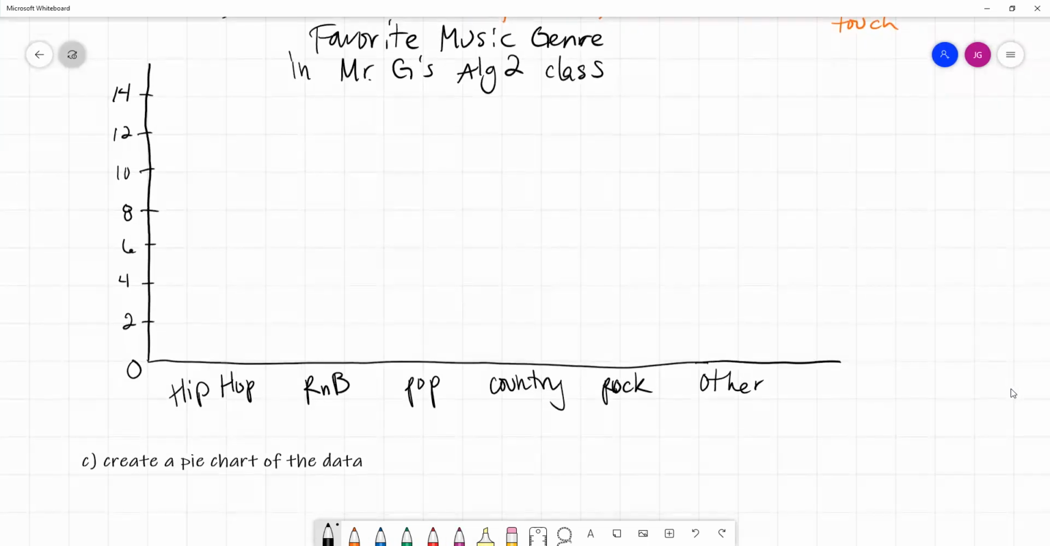Okay, so those are going to be the labels for the bars, but then I have to make sure I have an overall label for the horizontal axis. Okay, and here I can just call these music genre, okay, because that's what I have representing on this horizontal axis. And then I also want to label my vertical axis. This is going to be number of students, right? Because those are the people that I asked. All right, and so now we just draw the bars.